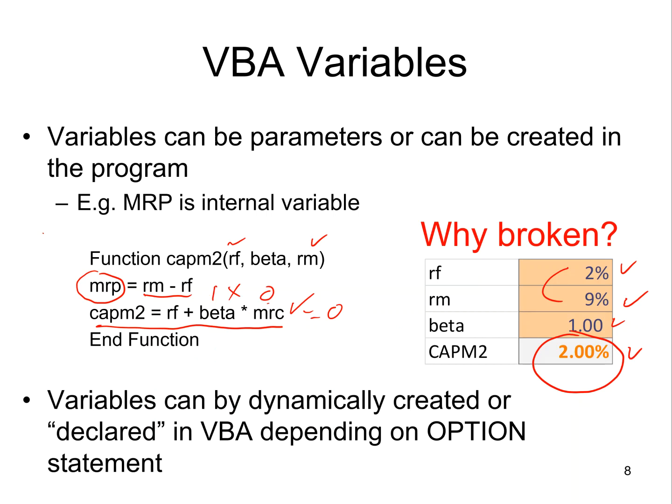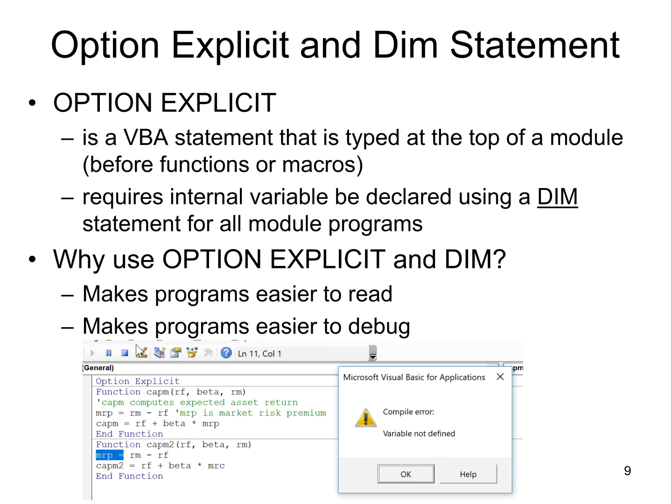So this is really scary when you're writing programs. Every typo, VBA can assume it's just a new variable. So one way to solve this problem is to make it mandatory that new variables have to be specified or declared inside VBA. To do that, you need to add a statement at the top of your module called Option Explicit.